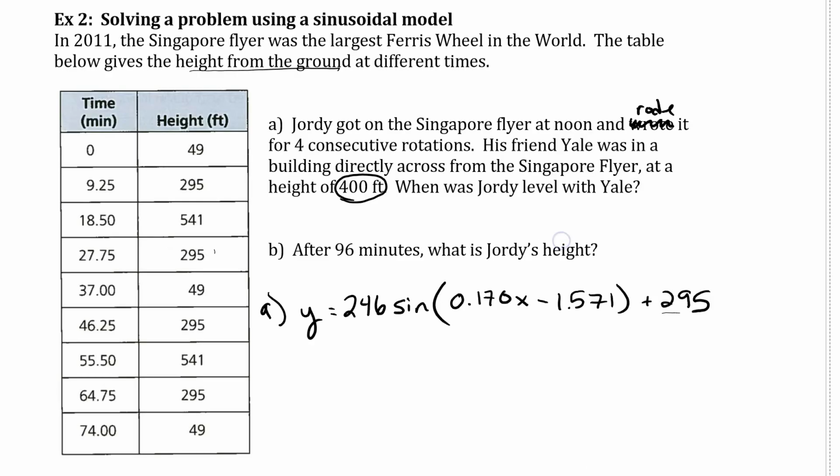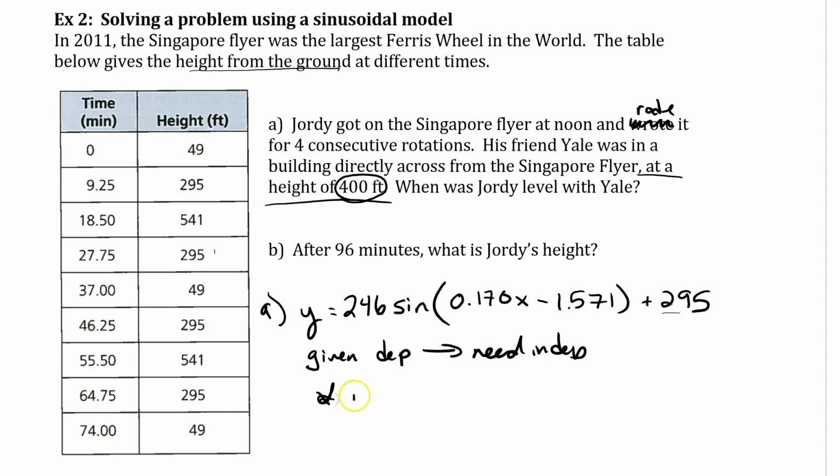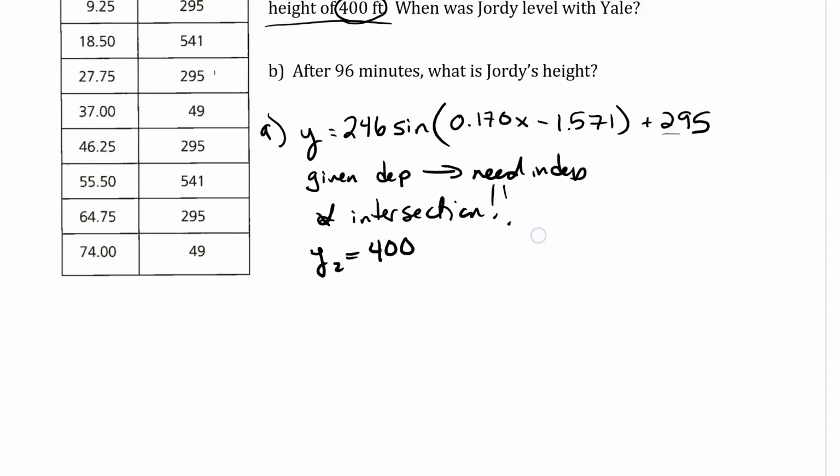So when we actually look at the data here, it says at a height of 400 feet. So we're given the dependent. Okay, we're given the height. We need the independent, so we're going to use our intersection method. So we're going to say y2, not y1, because that's where our equation is. y2 equals 400. And then we're going to go second trace, intersection.